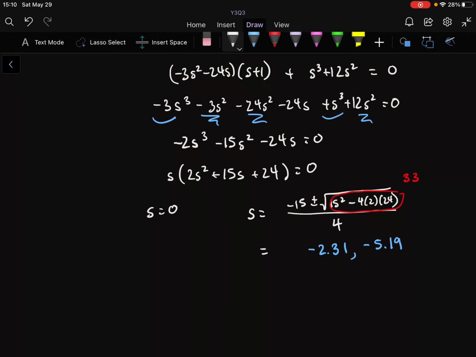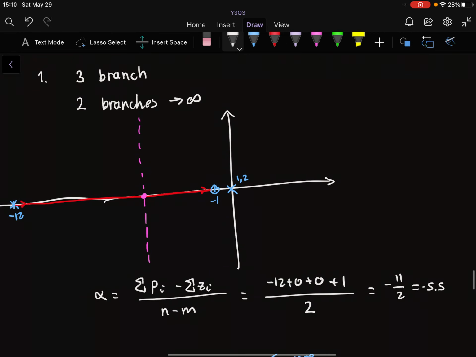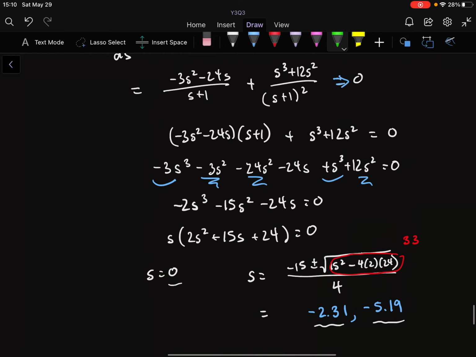So at these 3 points, you're either going to have a break-in or a breakout from the real axis. So if we go back to our graph, this is -5.5. So we're going to have break-in and breakout points at 0, at -2.3, and at -5.19. Negatives.